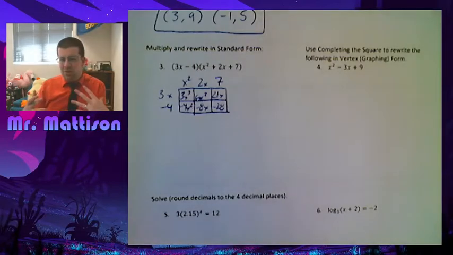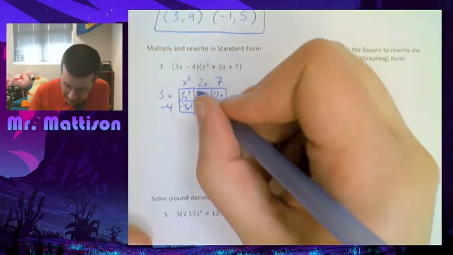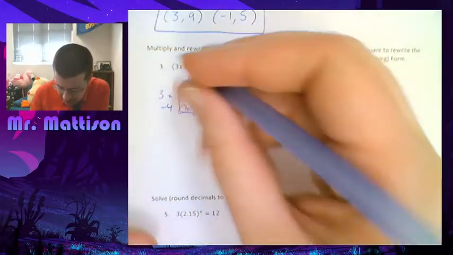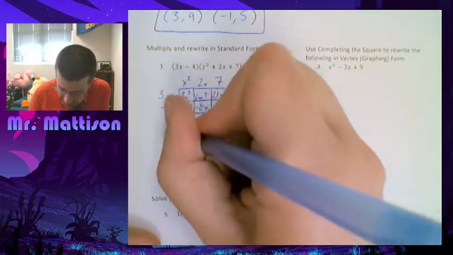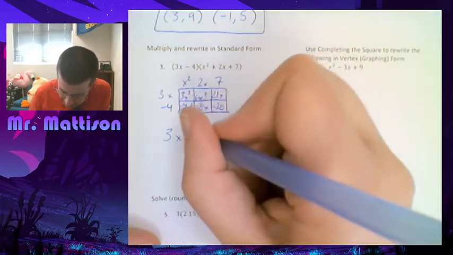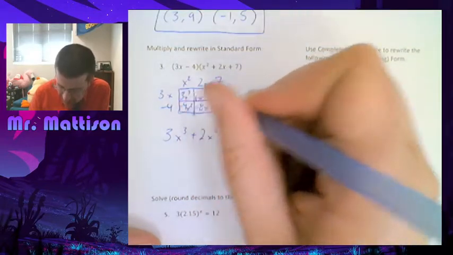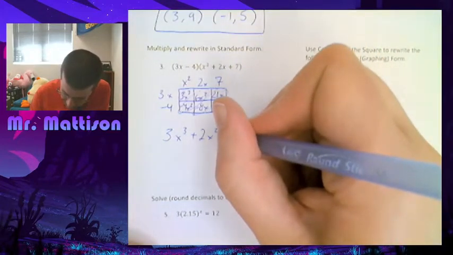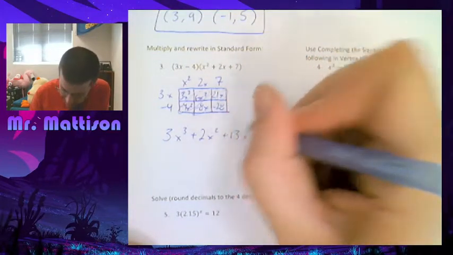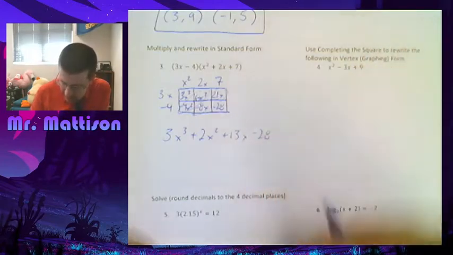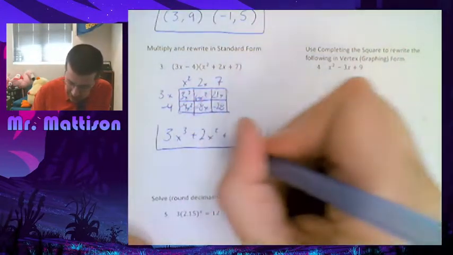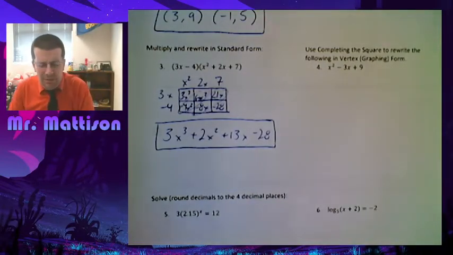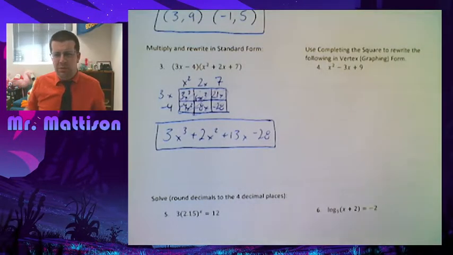So my like terms, if I have this organized correctly, are going to be in diagonals. So I can just combine my like terms and write down my final answer here. So it's going to be 3x cubed. Negative 4 and 6 is going to be positive 2x squared. Negative 8 and 21 is going to be positive 13x, and then minus 28 on the end. So there it is, multiplied out. So again, just using that multiplication with the area model or the box method, whatever you want to call it.